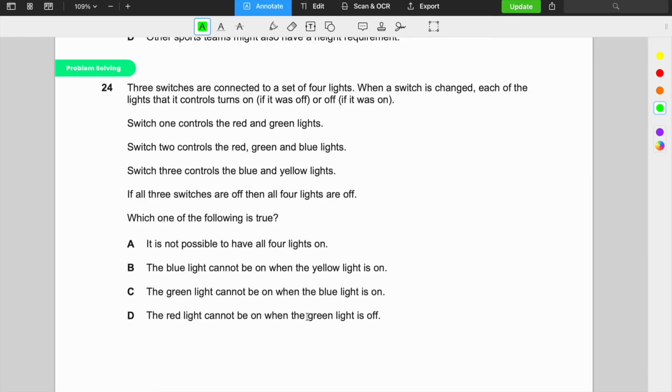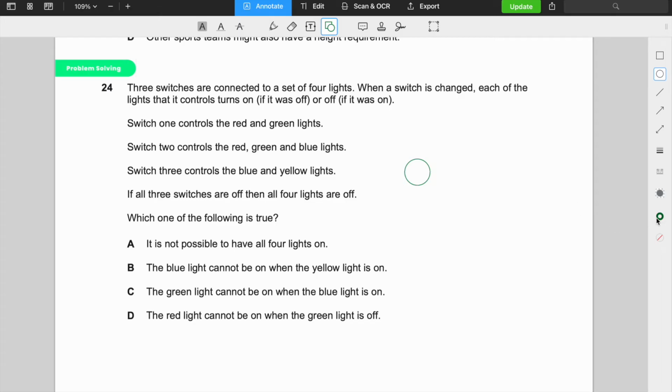Question 24. 3 switches are connected to a set of 4 lights. When a switch is changed, each of the lights that it controls turns on if it was off, or off if it was on. So we basically have red, green, blue, yellow lights. Let's do a bit of color coding.